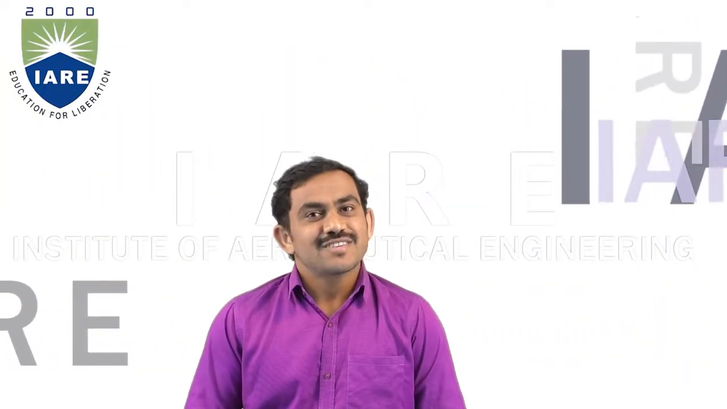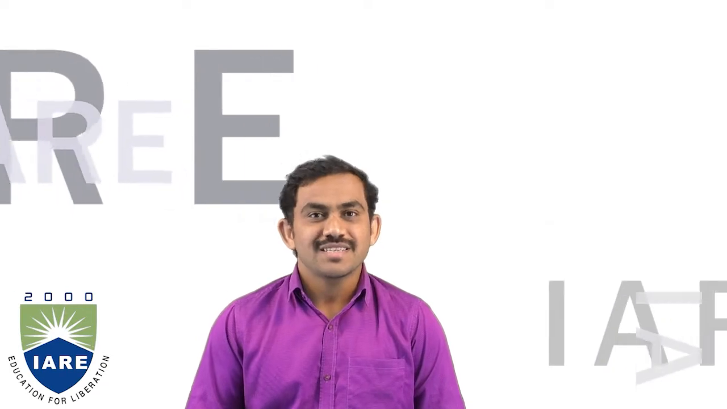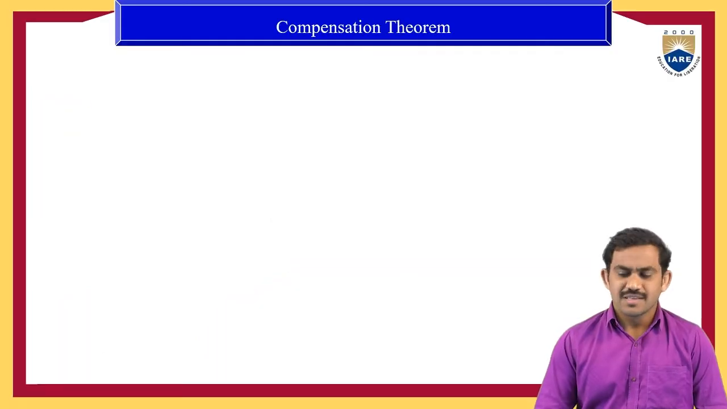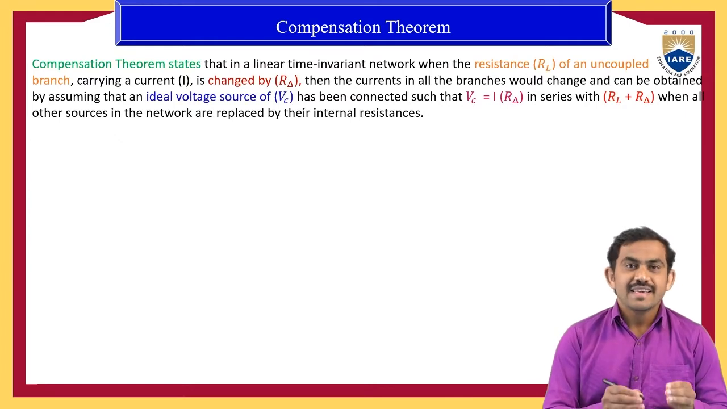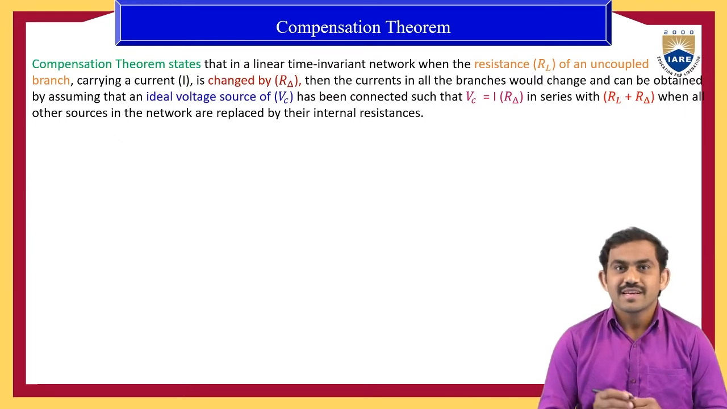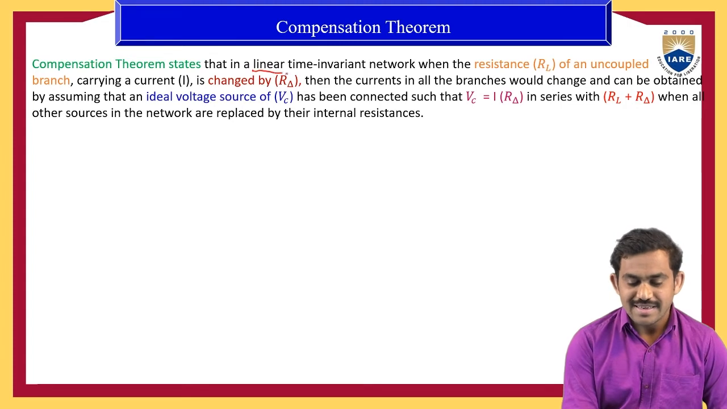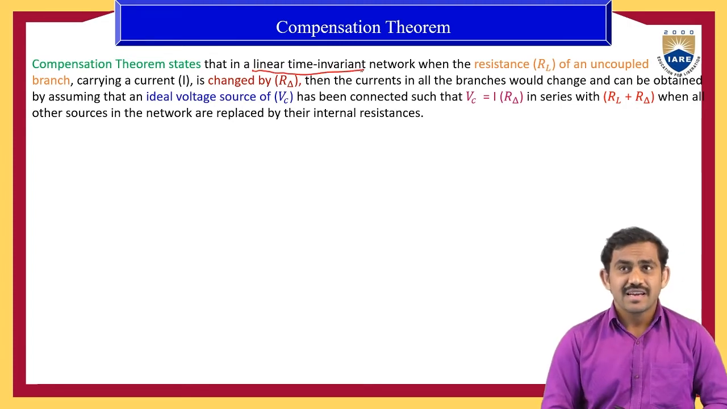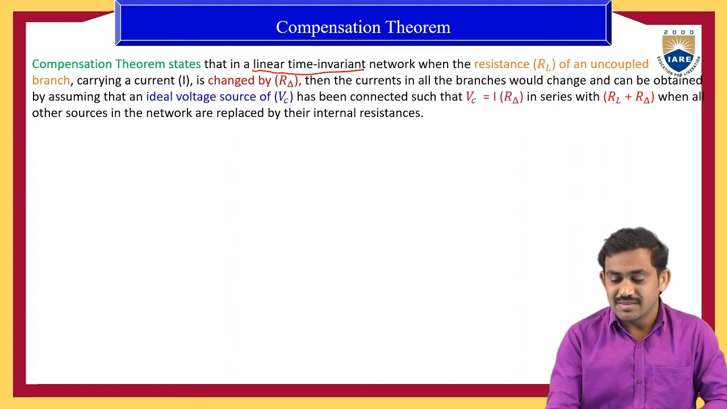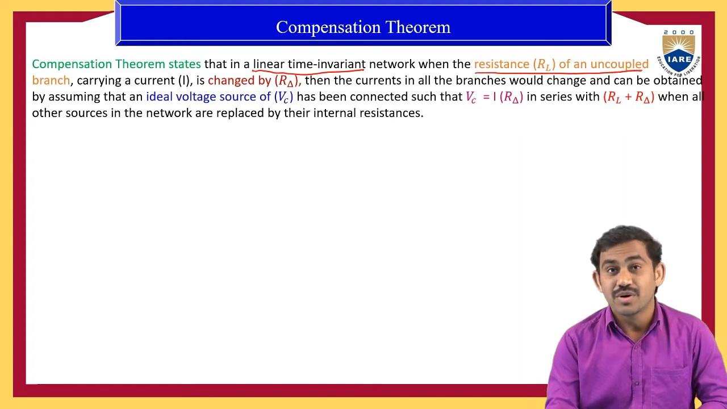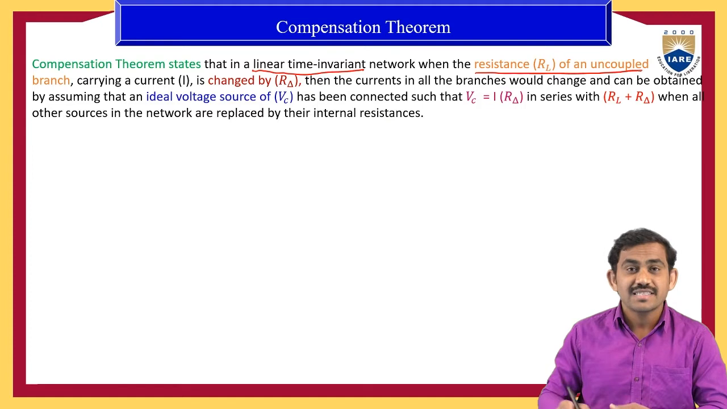In this video, I want to discuss one more theorem, that is compensation theorem. So what is compensation theorem? As a statement, just observe the statement: any linear time invariant network, and where you want to find out the current, that branch resistor is uncoupled. So the branch resistor is uncoupled.